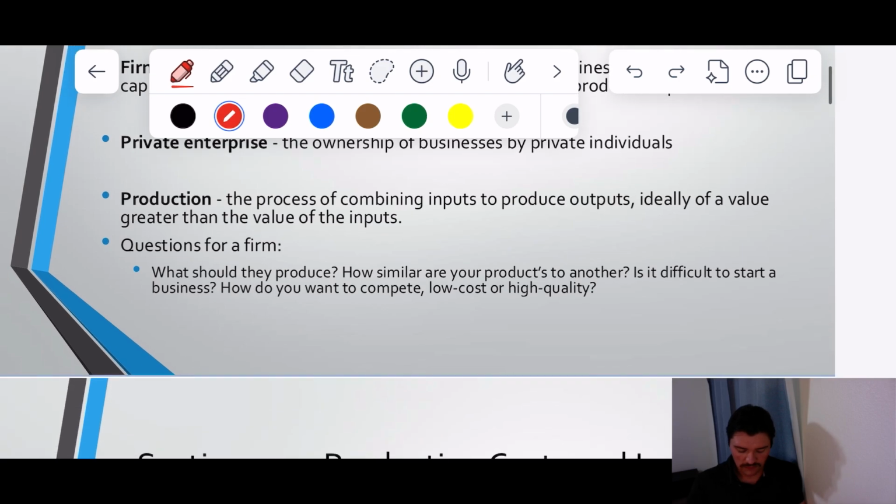And so questions for a firm that they're trying to answer is, what should we produce? If we're going to be competing in a market, how similar are your products to another? You need to consider how difficult it is to start a business. And then you need to figure out, how do you want to compete? Do you want to be a low-cost industry, or do you want to be a high-quality industry? So really, these are the questions that we need to look at.